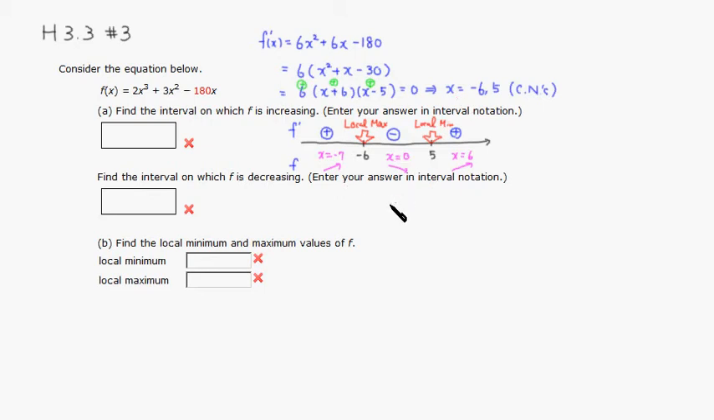So we want to plug in. f of negative 6 is equal to 2 times negative 6 cubed. 6 times 6 is 36, times 6 is 216, so that would be negative 216. Then you have plus 3 times negative 6 times negative 6, which is positive 36. And then you have negative 180 times negative 6.